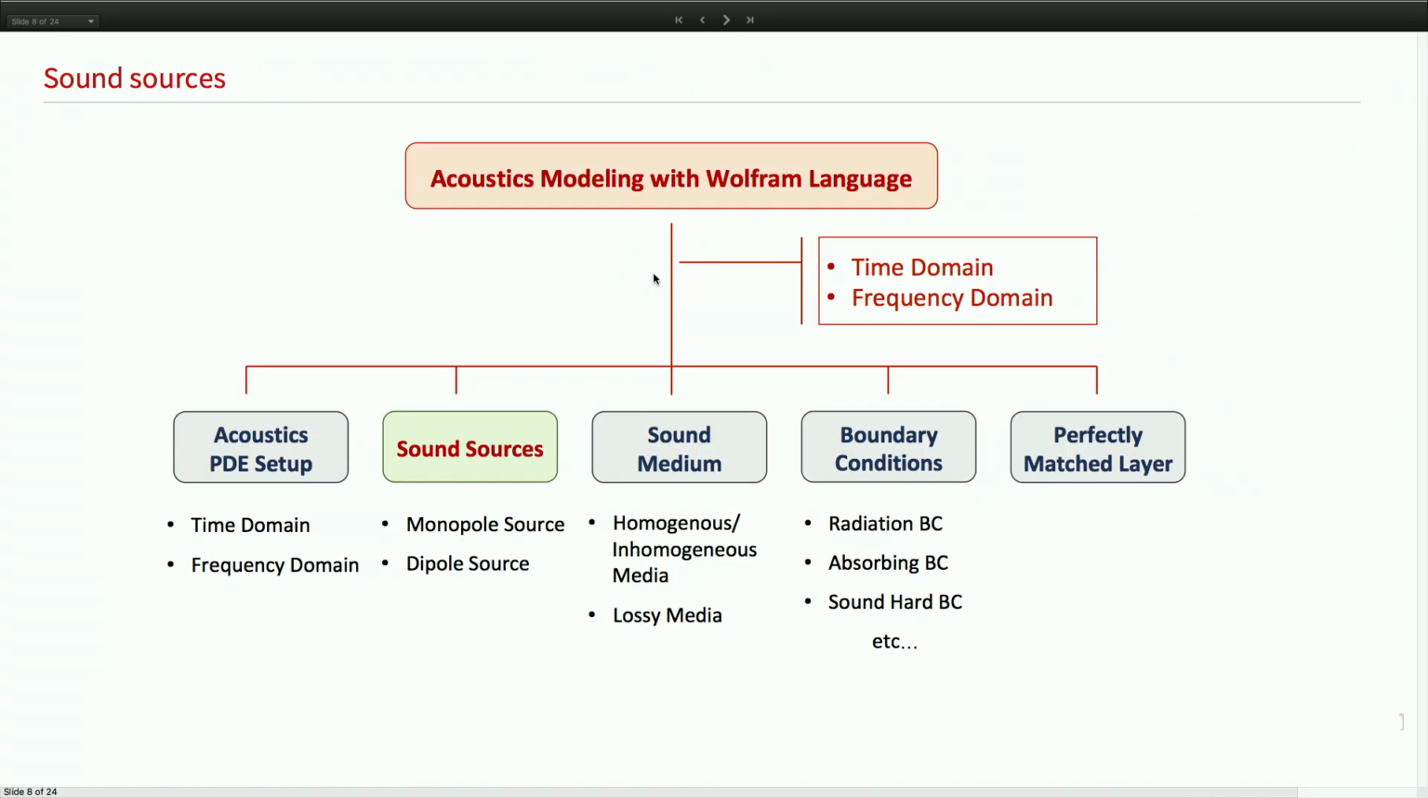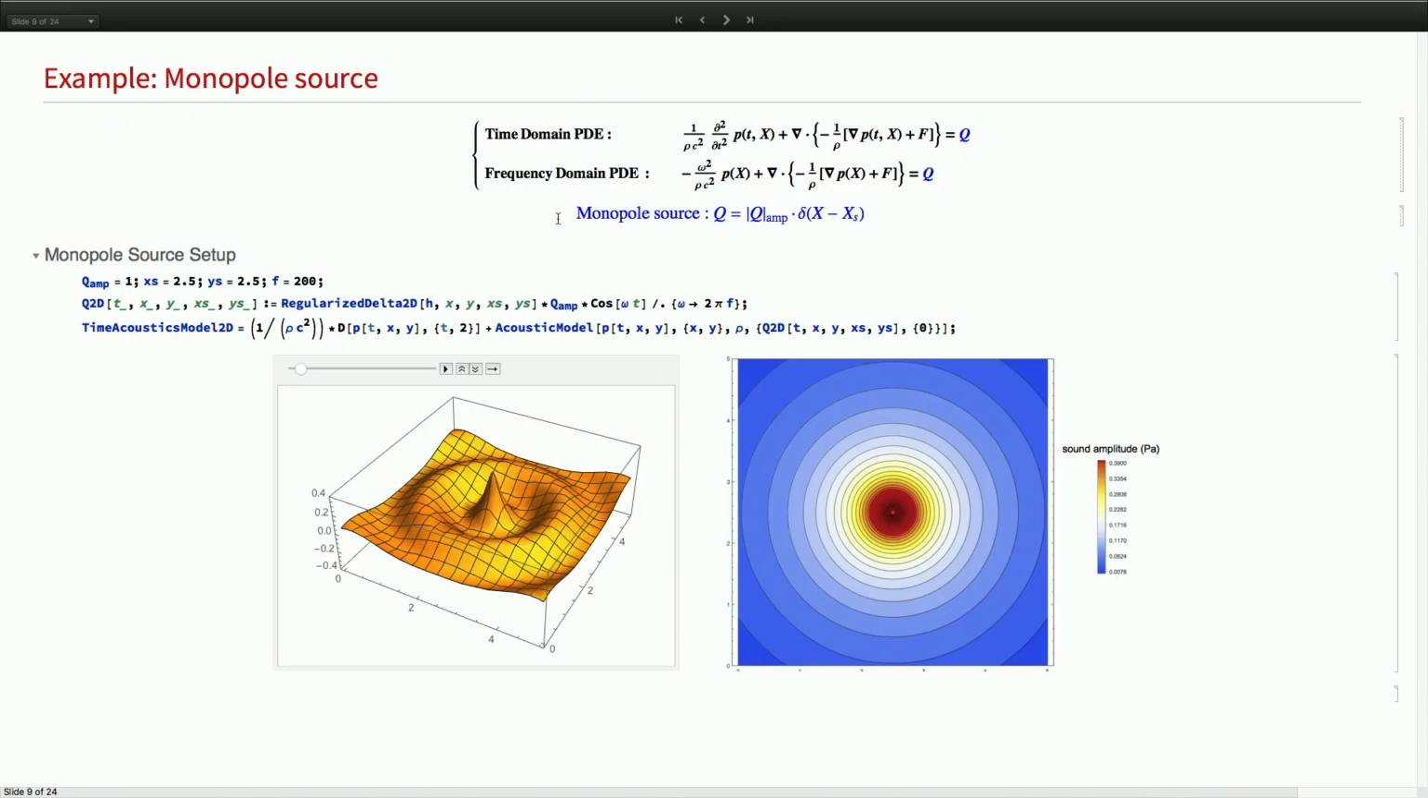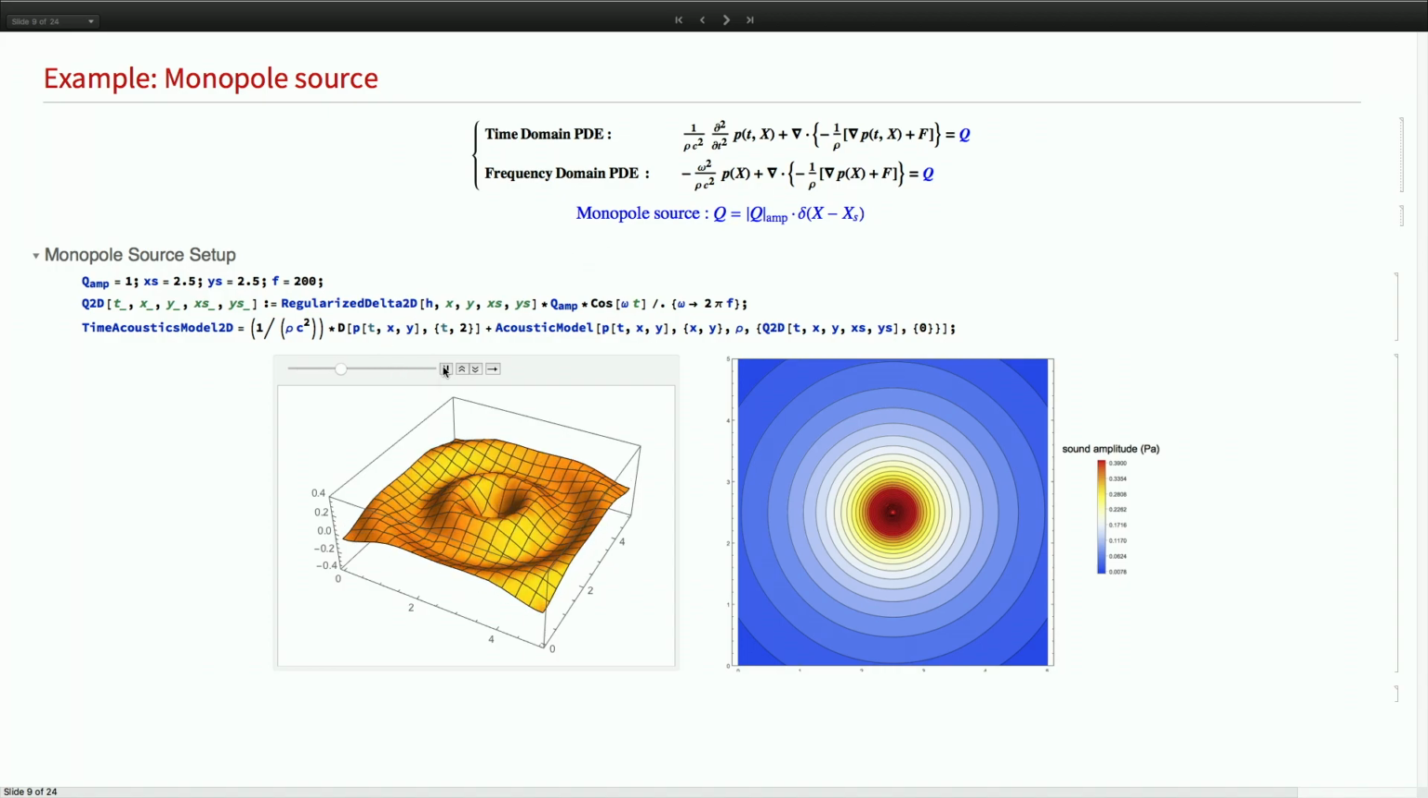Next, I will show you how to model a sound source in the Wolfram language. The two common sound sources in acoustics are the monopole source and the dipole source. A monopole source is a point source that radiates sound isotropically. Let me first show you what it looks like. It looks like this.